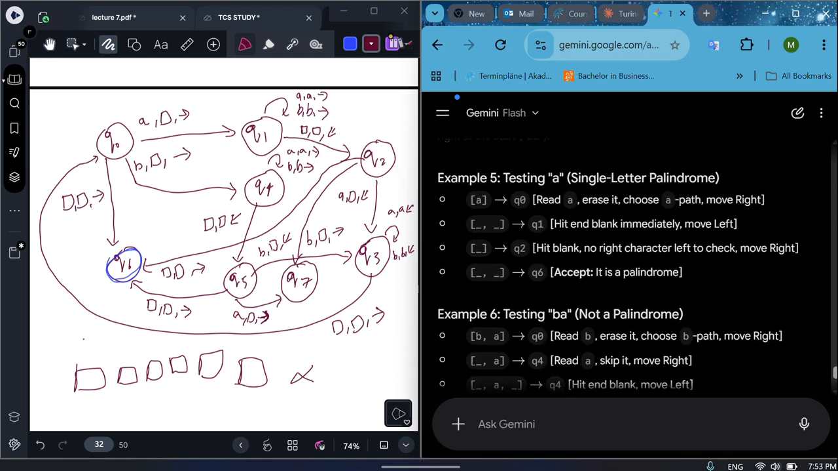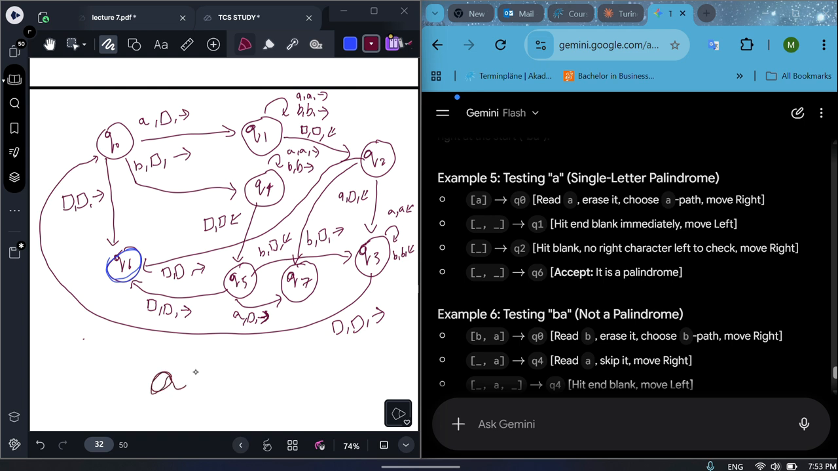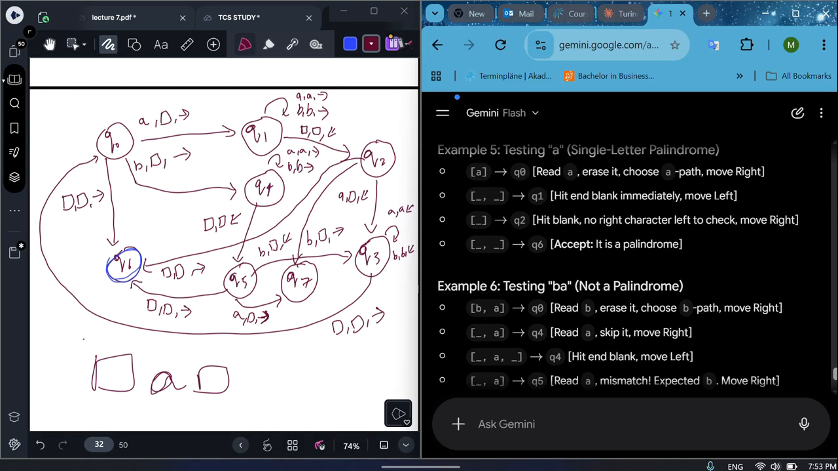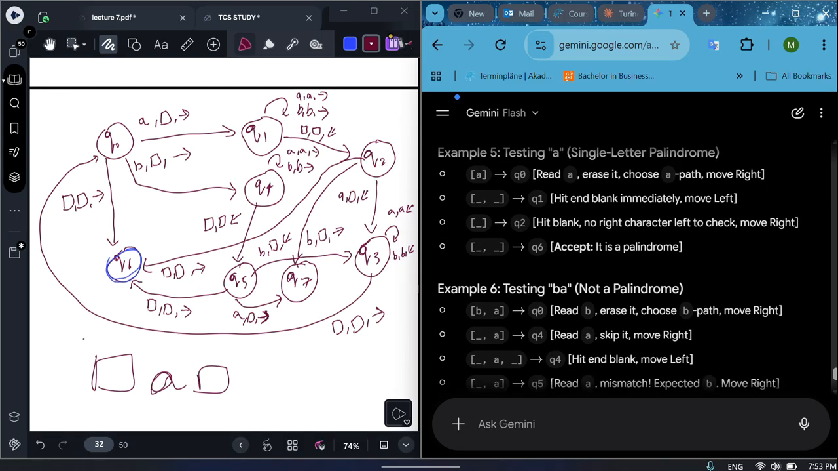Let's look at another small example, just A. What would happen if it was just A? In Q0, it would read an A, erase it, and go right. In Q1, it will hit the blank immediately and move left, because we are already at the blank. So it says, if you read a blank, keep it a blank, move left and go to Q2.